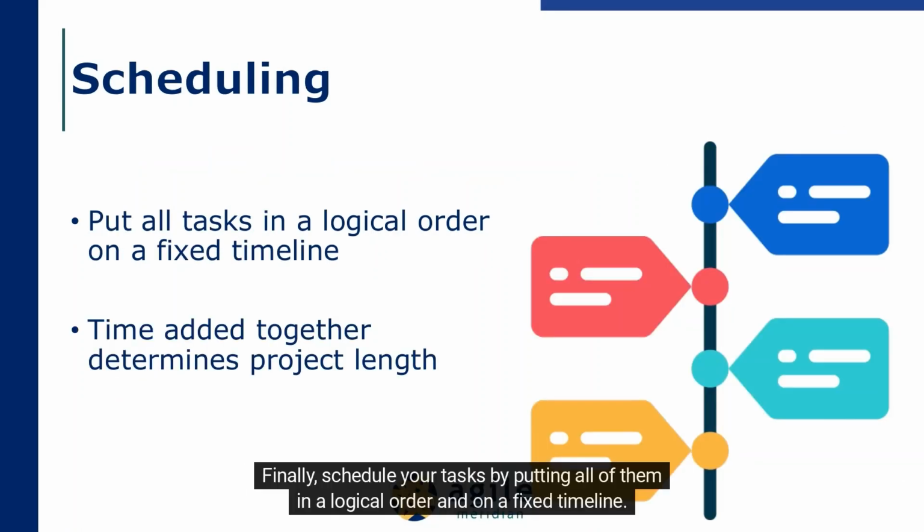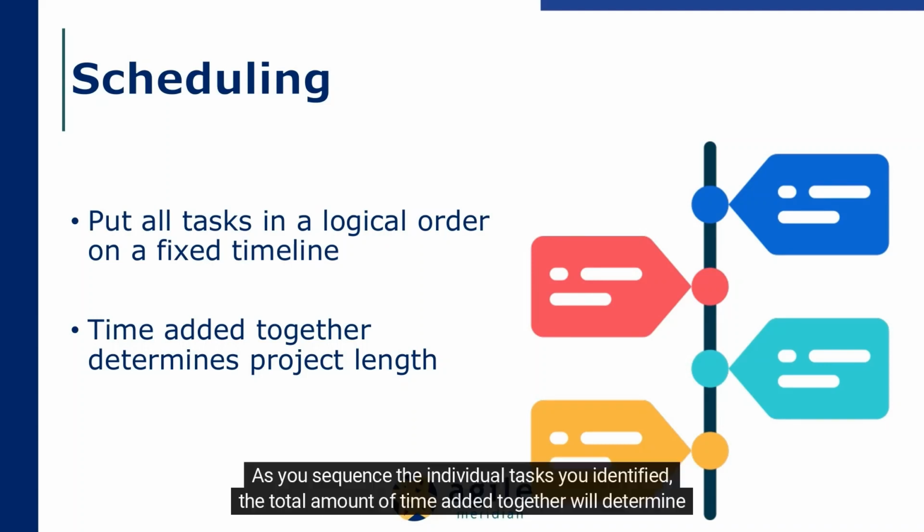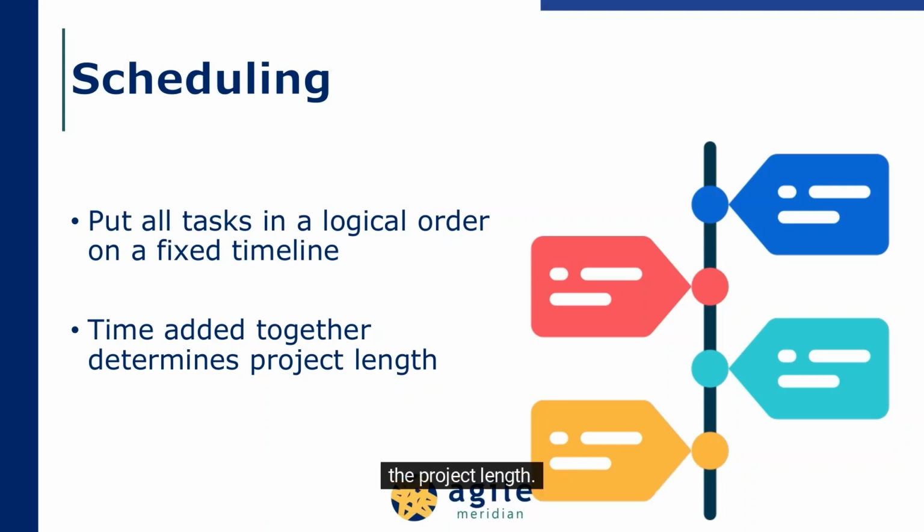Finally, schedule your tasks by putting all of them in a logical order and on a fixed timeline. This will create a workflow that ensures the work will get done in the right order by the deadline. As you sequence the individual tasks you identified, the total amount of time added together will determine the project length.